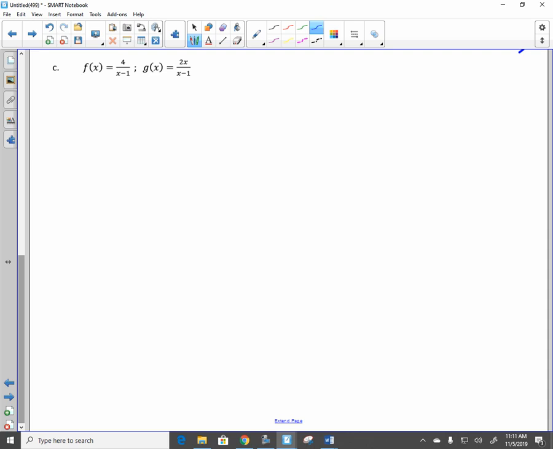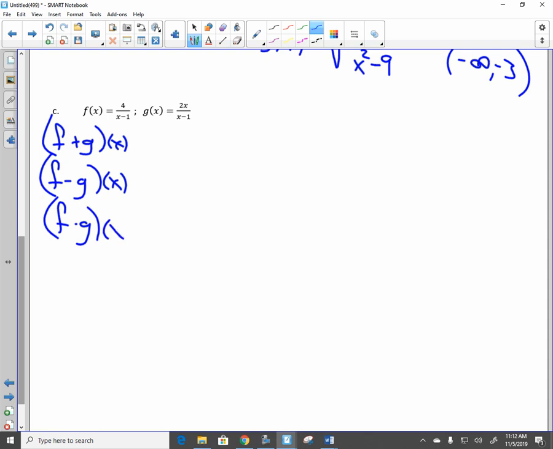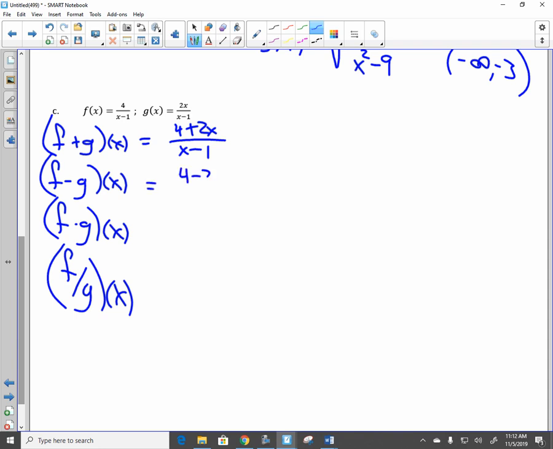Last example. I'm going to let you guys have some time to work here. f plus g of x. What's different about this one? Got some fractions going on here. Can you add two fractions? What do you have to have? Do you have common denominators? So watch how quickly this goes. We get 4 plus 2x over x minus 1. If we subtract them, we've got 4 minus 2x over x minus 1.